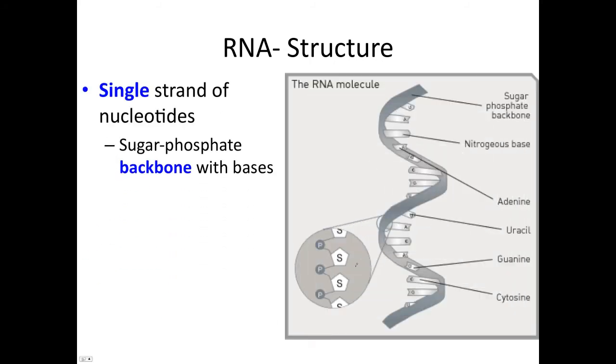Like we said, RNA is single-stranded. It still has the phosphate sugar backbone with phosphate and sugars alternating, and it still has nitrogenous bases in the middle. But since there's not 2 strands, we don't really form a step or a rung of a ladder.